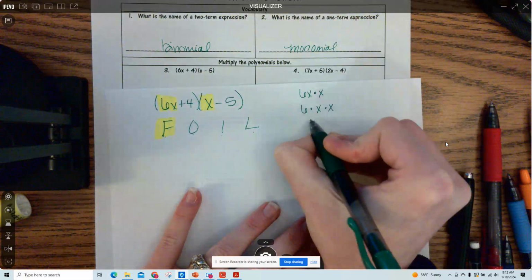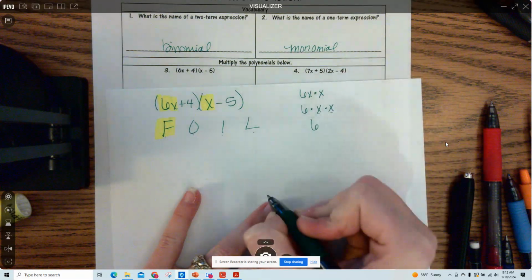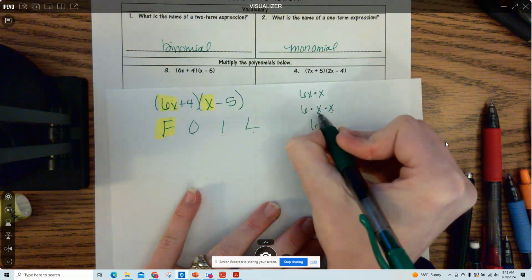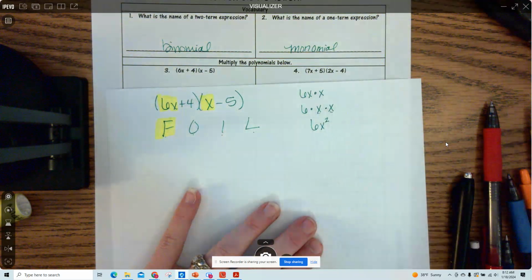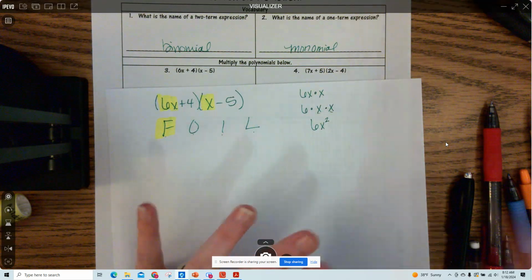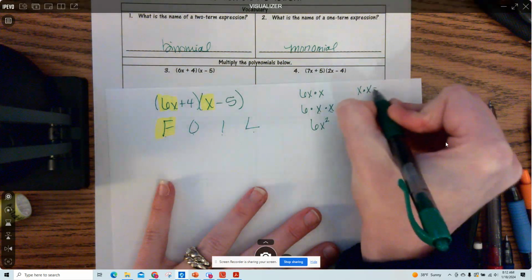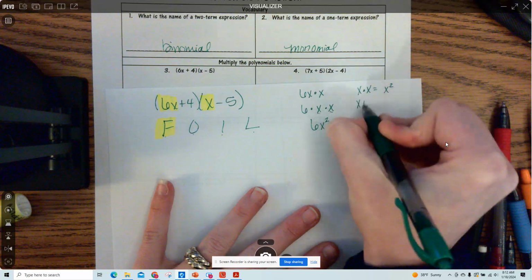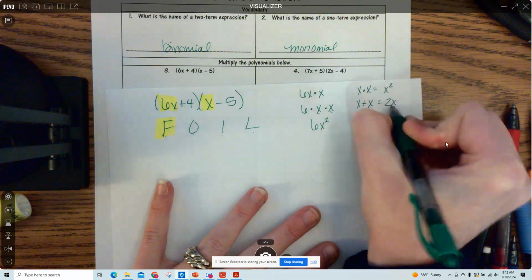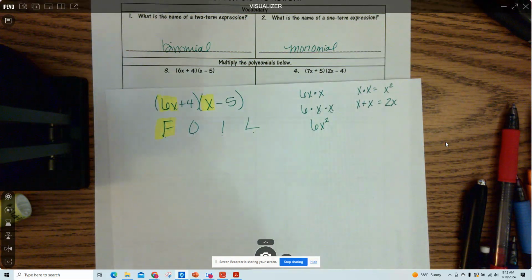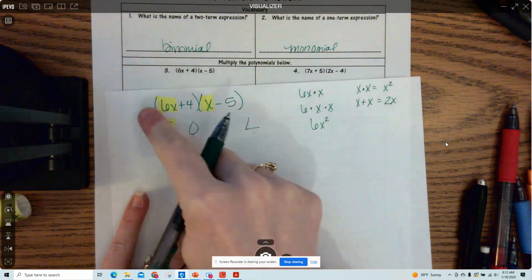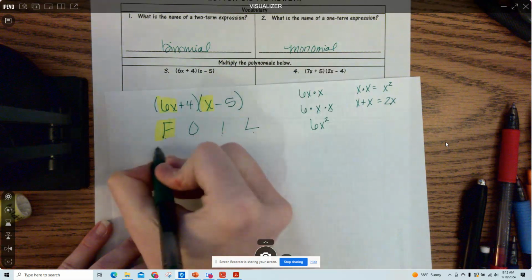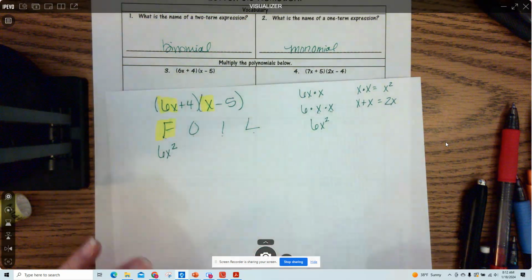So here's how that works. If we have something that repeats like this, instead of writing it like that, there's two of them. So I can write x squared. So x times x is x squared, where kids always get messed up. X times x equals x squared. X plus x equals 2x. There's a difference. Okay? So when you're multiplying, the exponent's going up. When you're adding, the coefficient's going up. So 6x times x is 6x squared.